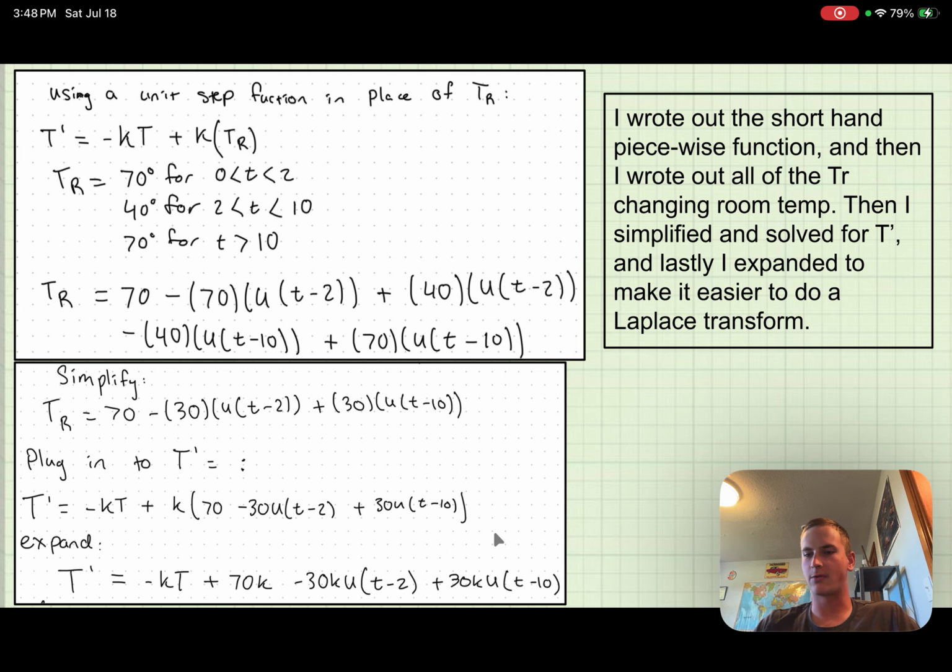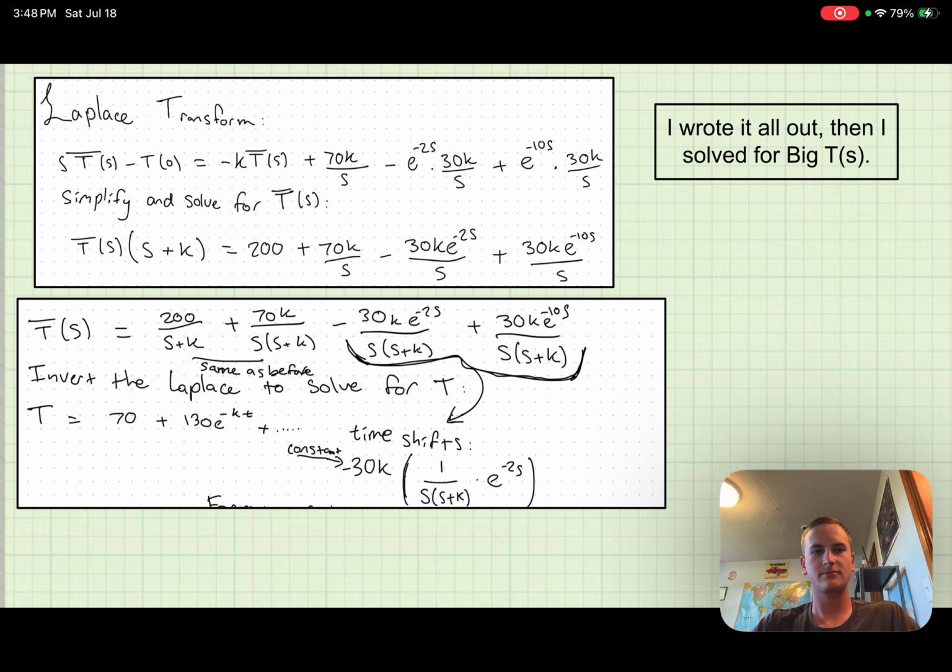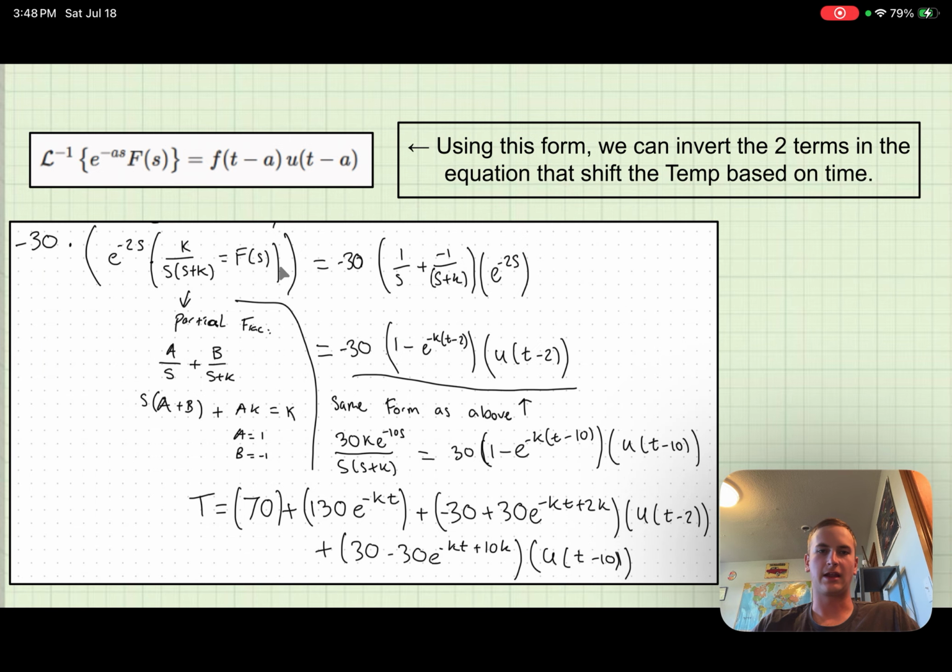And then we're going to do the same thing we already did with Laplace transformation. It's just a little bit more complicated because we have these two variables which are a little bit harder to solve for. So these, I already said they're exactly the same as case A. So they actually invert back to those. This is a little bit difficult because there's a formula you have to use right here. You have to use this formula to invert the two terms in the equation that shift the temperature based on the time. So I did that.